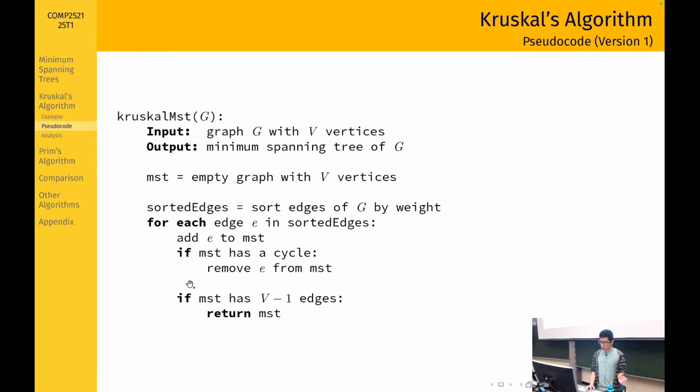Okay, and after we add the edge, if the minimum spanning tree now has V minus 1 edges, then we return it. Okay. And after the loop, if we do end up outside of the loop at the end, then that means there is no minimum spanning tree, right? Because we've gone through all the edges, and we still don't have V minus 1 edges.